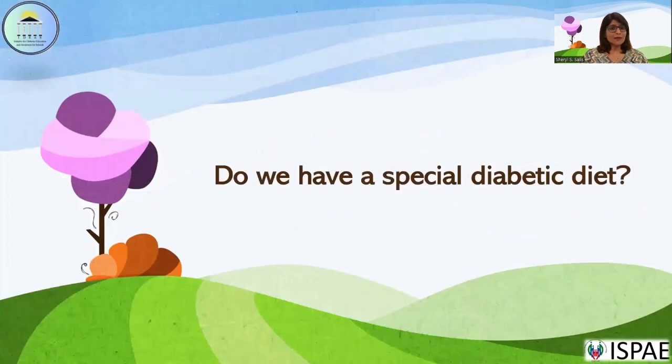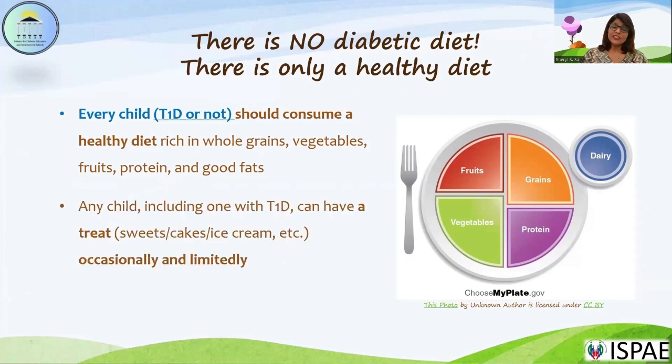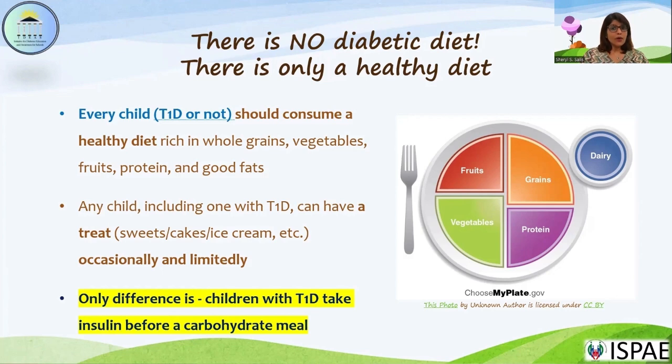Now, do we have a special diabetic diet? The good news is that there is no diabetic diet and there is only a healthy diet which everyone should follow. Every child, whether it's type 1 diabetes or not, should consume a healthy diet rich in whole grains, vegetables, fruits, proteins, and good healthy fats. Any child, including the one with type 1 diabetes, can have a treat, sweets, cakes, ice creams, but remember, it should be occasionally and in limited portions. Moderation is key. The only difference is children with type 1 diabetes should take insulin before a carbohydrate meal.